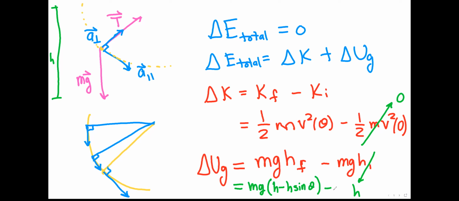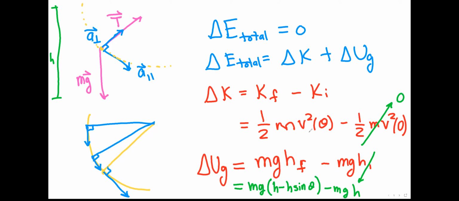Right, so then it would be minus mgh. Yeah. All right, so now we have change in kinetic energy is half mv squared. Change in potential energy is mg times h minus h sine theta minus mgh. And we're going to say that delta K plus delta U equals 0. And then we're going to do what the question asked us to do, which is to solve for v. All right.